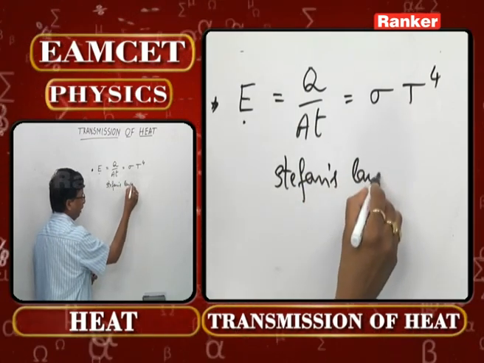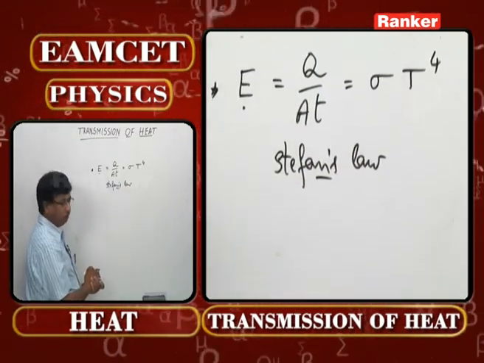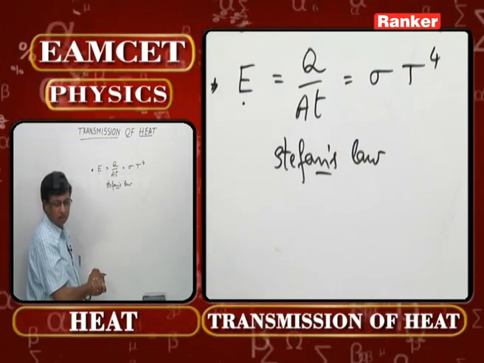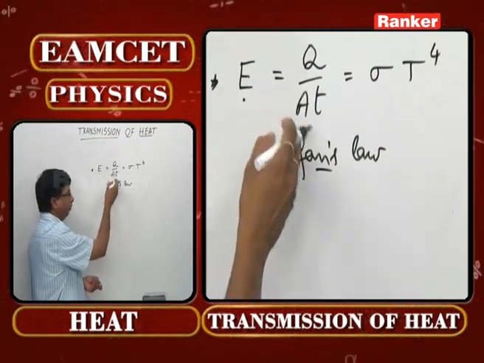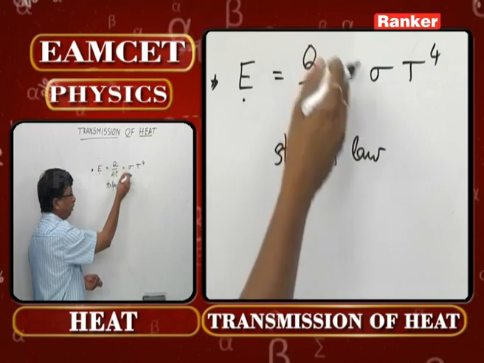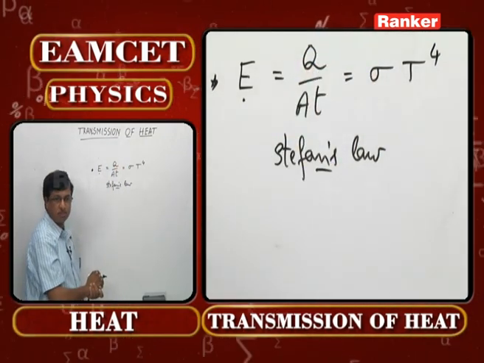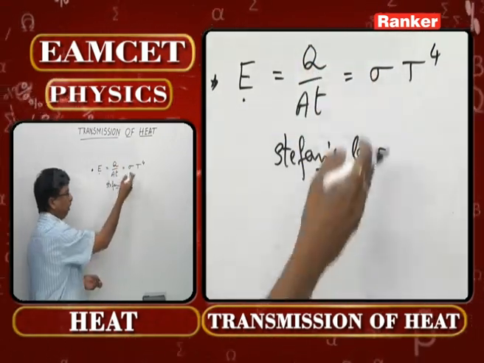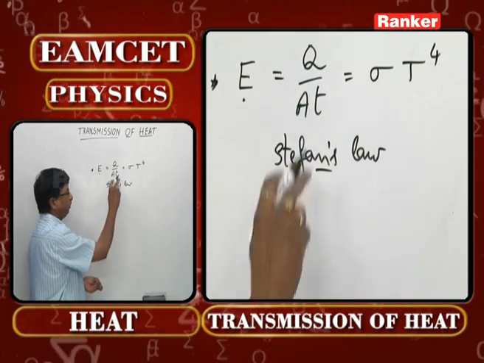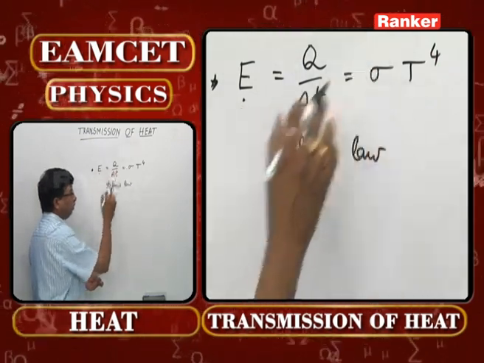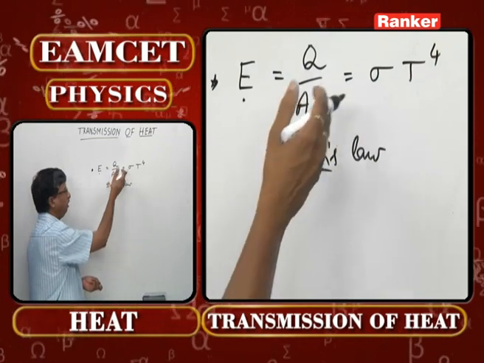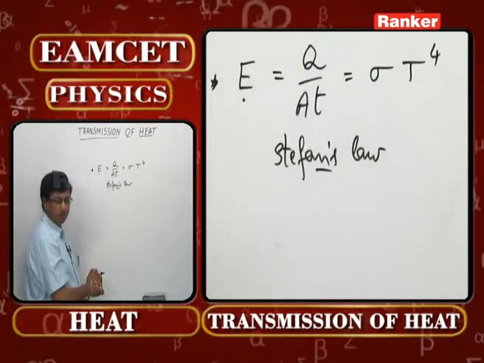According to Stefan's law, the quantity of heat energy that has been radiated by a black body per unit area per unit time is directly proportional to the fourth power of its absolute temperature. So if you take that constant of proportionality as sigma, E is equal to sigma T power 4. That is one equation which is called Stefan's law.